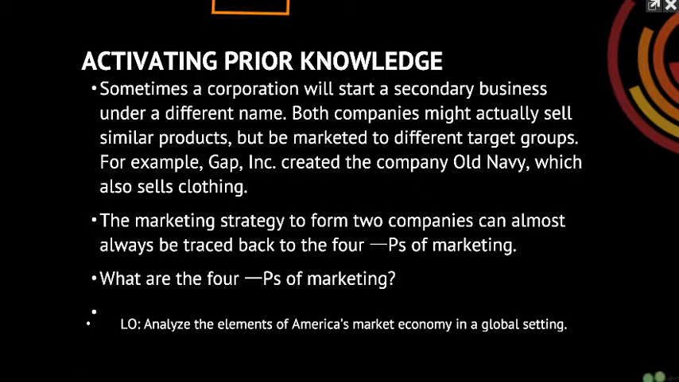Sometimes a corporation will start a secondary business under a different name. Both companies might actually sell similar products, but be marketed to different target groups. For example, Gap Incorporated created the company Old Navy, which also sells clothing. The marketing strategy to form 2 companies can almost always be traced back to the 4 P's of marketing. What are the 4 P's of marketing?